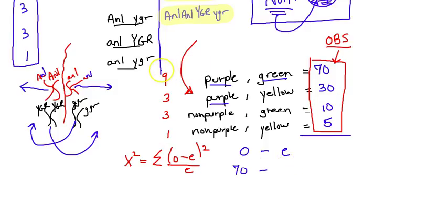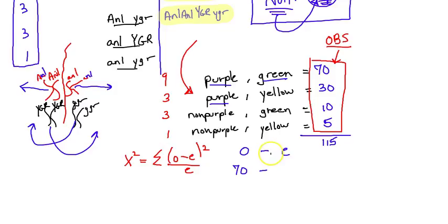Well, if in fact this is supposed to give me a 9 to 3 to 3 to 1 ratio for purple, green, and I'm not sure if it does, you have to check, okay, I've got to find an expected value for that. Well, the first thing I'm going to do is add up all of my plants. 70 plus 30 is 100, plus 10 plus 5 is 115. So there's a total of 115 plants that were observed.